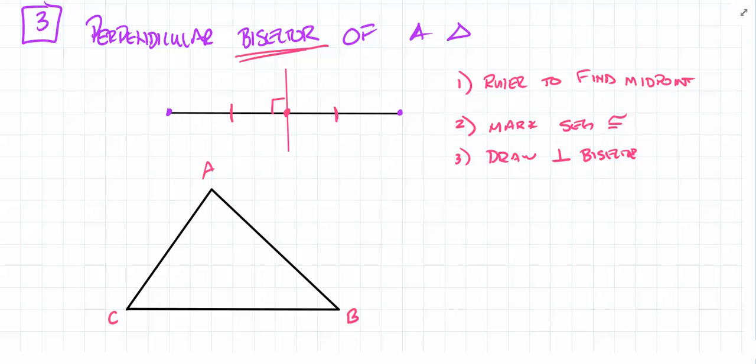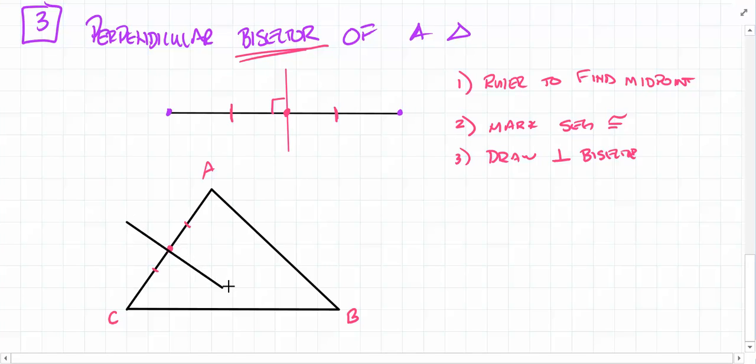3 times. So the first thing I'm going to do is take segment AC. I would find the midpoint using a ruler, mark the segments congruent, and then draw in the perpendicular bisector. So it would be something like this, if I could actually draw that perpendicular. Does that look about right? There you go. Perpendicular bisector right there. Okay? Do the same thing for AB.